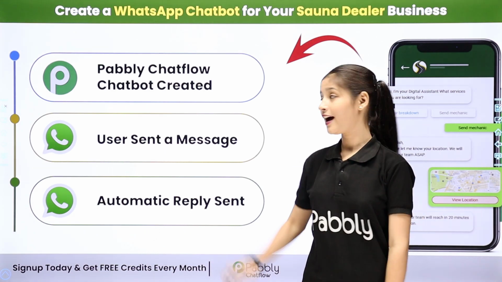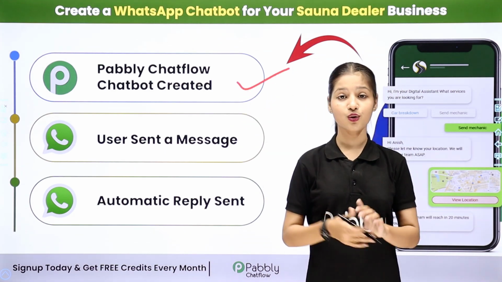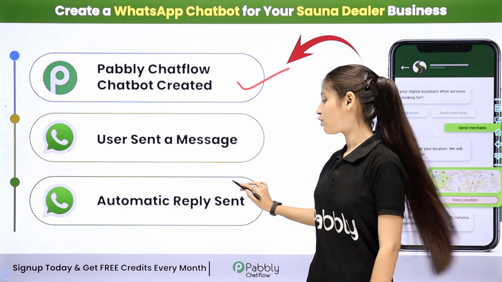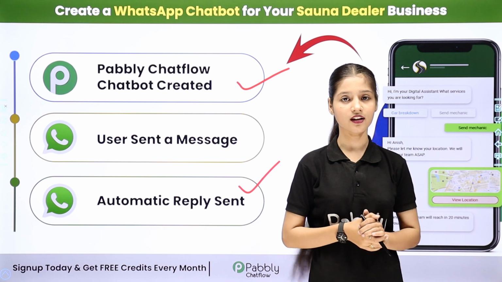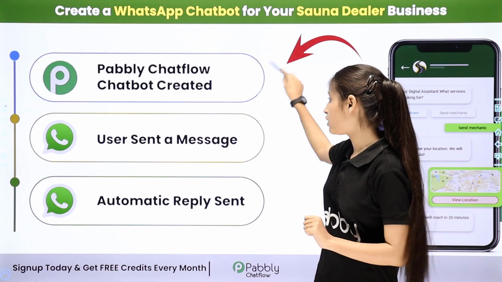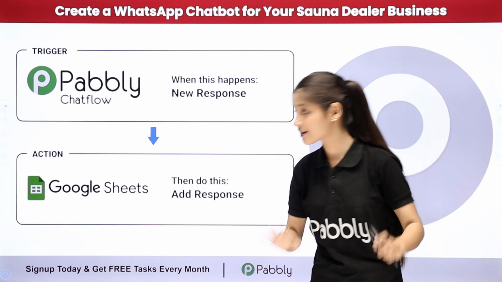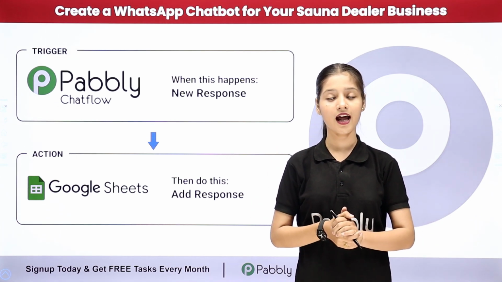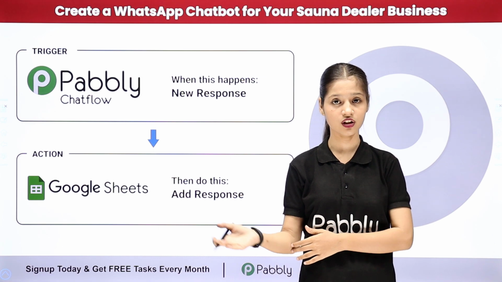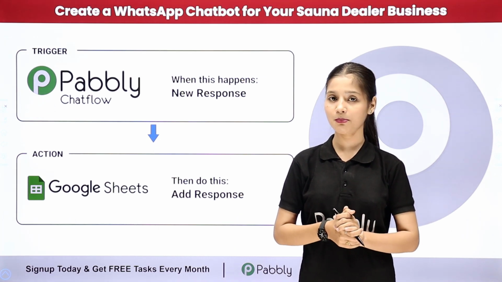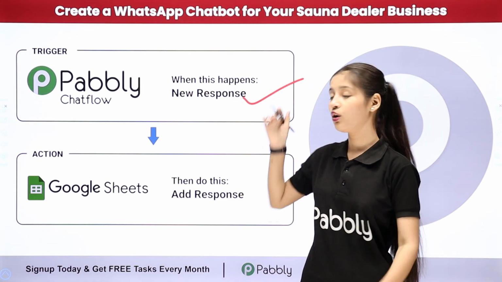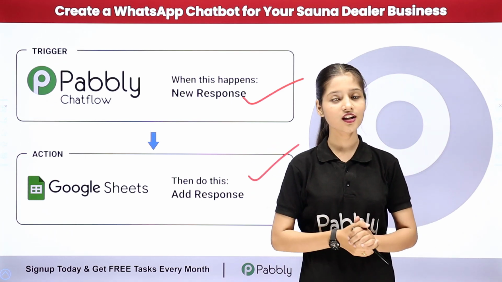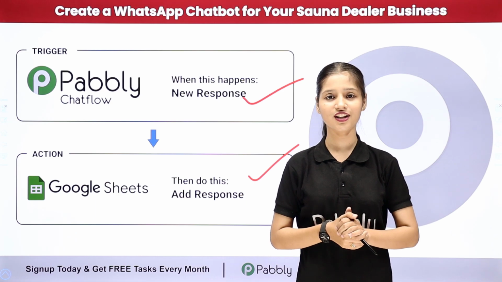We will create it with the help of Pabbly Chatflow, so that whenever your customer sends a message to your WhatsApp business account, your bot will respond to them automatically. In this video, I'll also teach you how you can store your customer data in your Google Sheet. It is only possible with the help of Pabbly Connect automation, where we can select the trigger application as Pabbly Chatflow and the action application as Google Sheet. To get more details about this, let me take you to my screen.